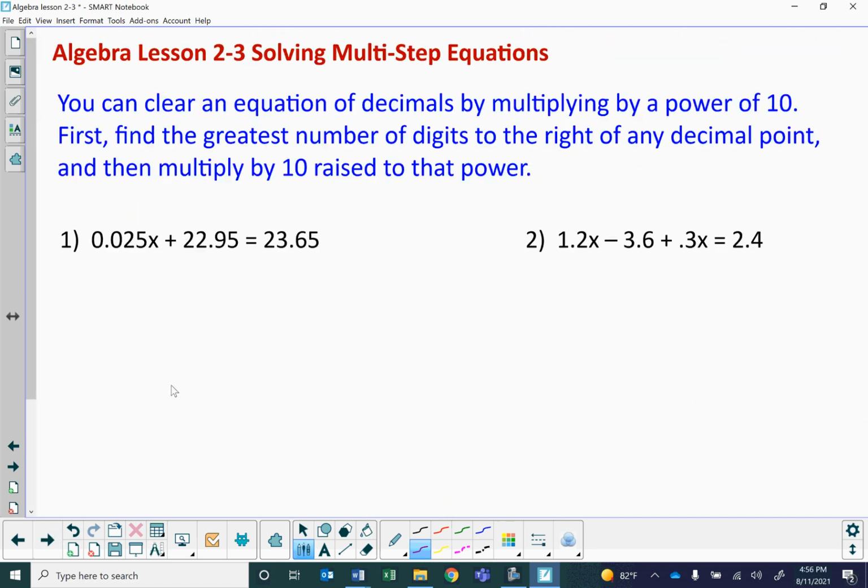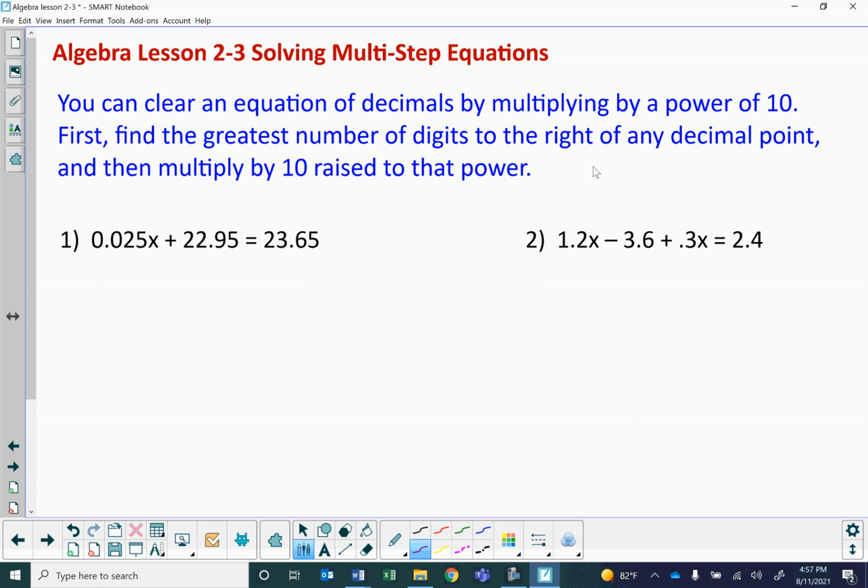All right, the last part of this. You can clear an equation of decimals by multiplying by a power of 10. That helps you greatly, especially if you don't have a calculator handy, because we tend to make mistakes when we're using decimals and doing paper and pencil versus a calculator. So first you find the greatest number of digits to the right of any decimal point and then multiply by 10 raised to that power.